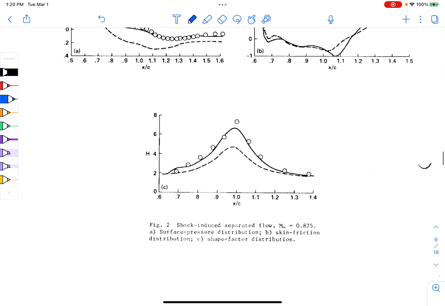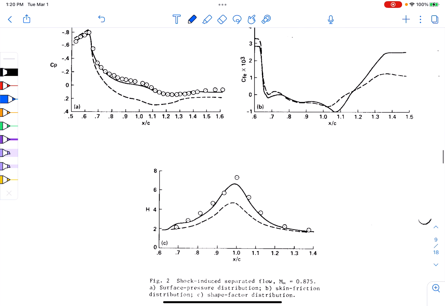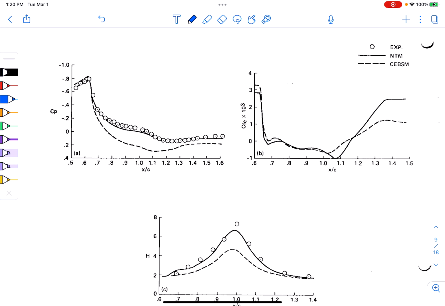Okay, so here's your shock-induced separated flow. And in all these experiments, they are very consistent. They had the experiment as the points. NTM is the new turbulence model. That's the one we're looking at in the paper of Johnson and King. And CBSM, of course, is the Cebeci-Smith model. So they have the sort of industrial workhorse. They got the experiments, and they have their new model.